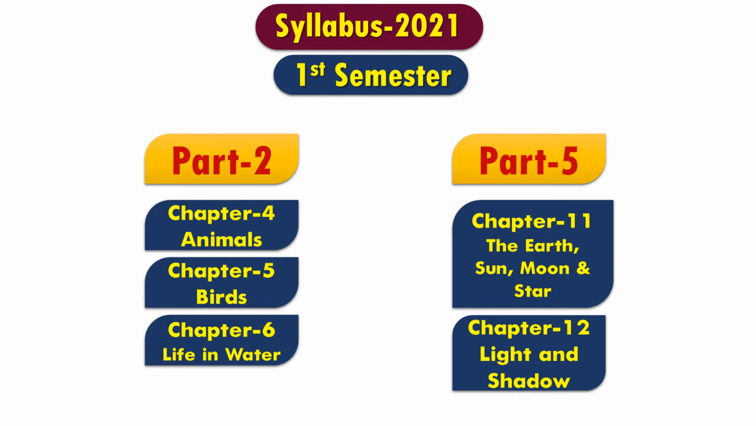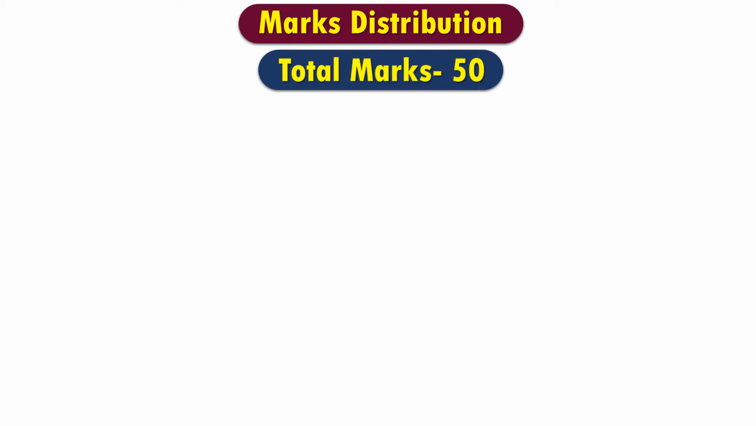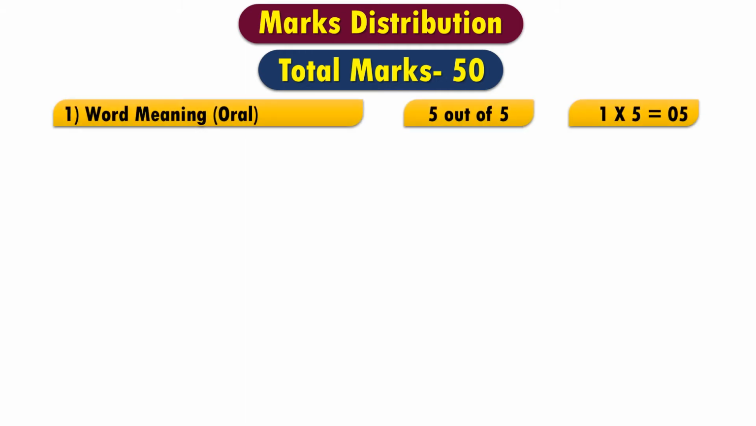So right now I would like to show you all the marks distribution of this subject. Like your class 1, the class 2 has also total marks 50. So what are the 50 marks? Let me show you. First, the word meaning, that we will take as an oral, and you have to answer 5 word meanings out of 5, and the marks is 5. That means every word meaning has 1 mark.